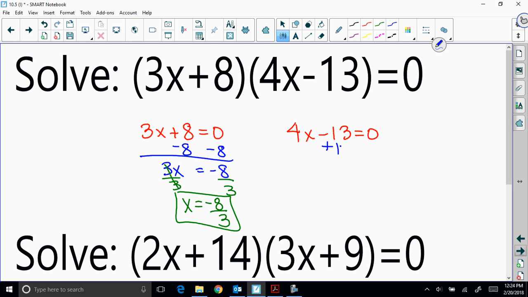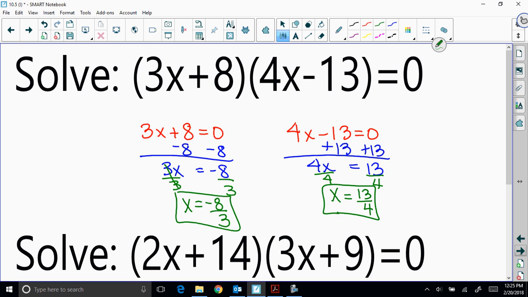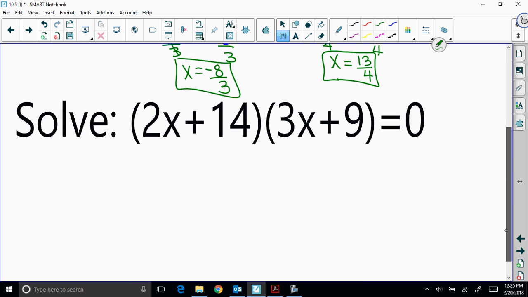Now we're going to go over here. We're going to add 13 to both sides. So 4x equals 13. Then we're going to divide both sides by 4. So x equals, if you do that on your calculator, you're going to get a decimal. So we're going to bring it down as is and just leave it. And there are my two answers for x.